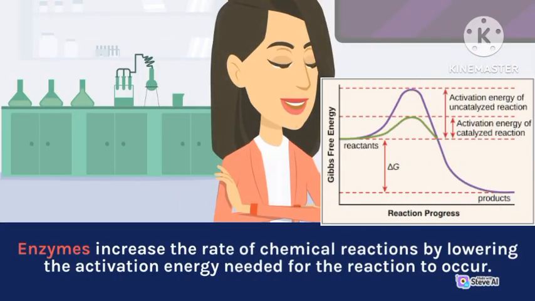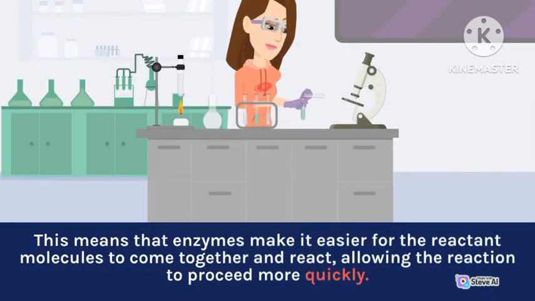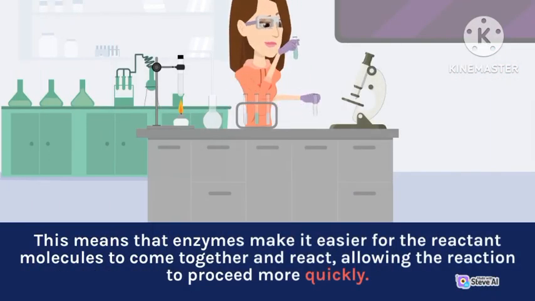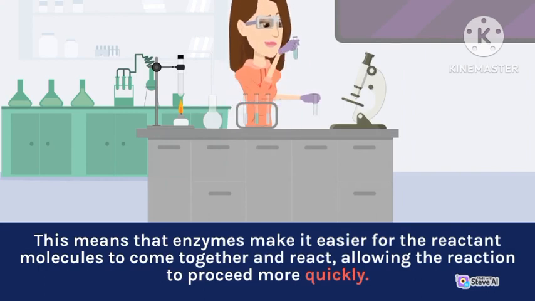Enzymes increase the rate of chemical reactions by lowering the activation energy needed for the reaction to occur. This means that enzymes make it easier for the reactant molecules to come together and react, allowing the reaction to proceed more quickly.